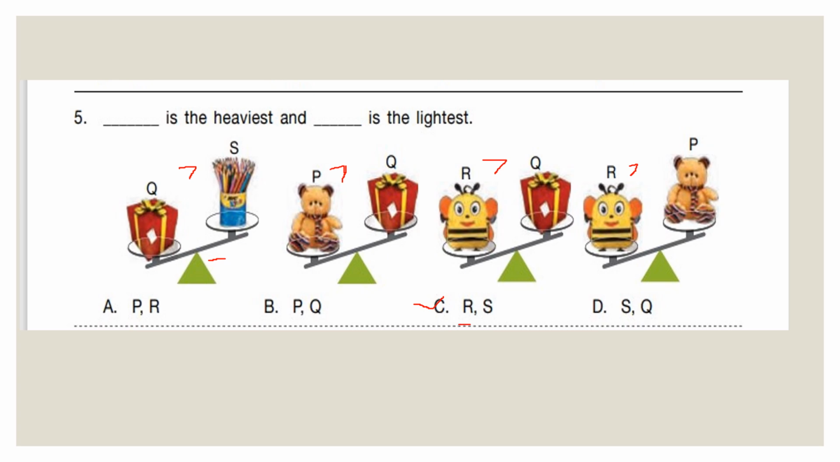Let's check for S. Which is the lightest? S is lighter than Q, and Q is lighter than both P and R, so S is the lightest. So the answer is option C.